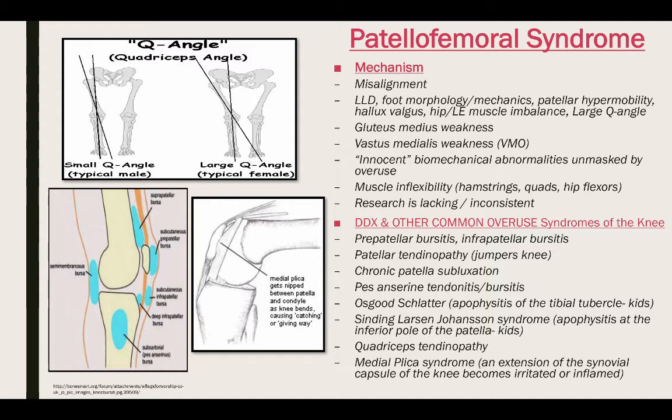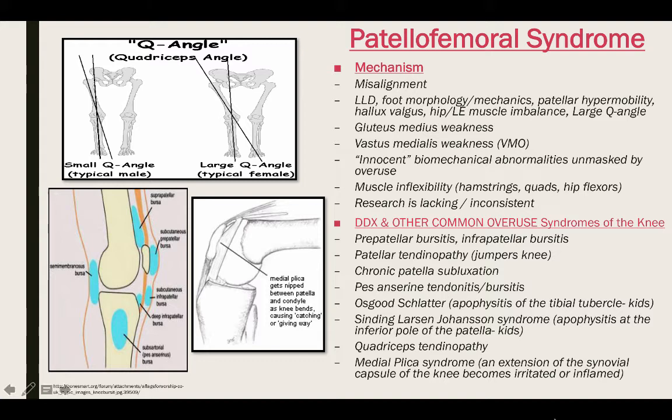Osgood-Schlatter is the apophysitis of the tibial tubercle. This happens in kids. Sinding-Larsen-Johansson syndrome. That's a good one to impress your attendings with. It's basically the same thing as Osgood-Schlatter, except instead of the apophysitis happening at the tibial tubercle, it's happening at the inferior pole of the patella. So again, that happens in kids and is just a fancy one to show your attending that you know what you're talking about, or that you think you do.